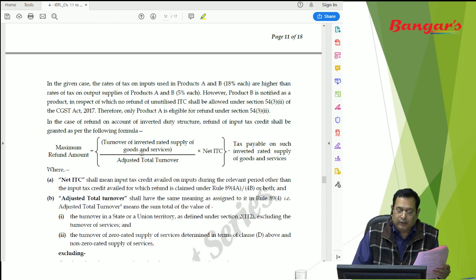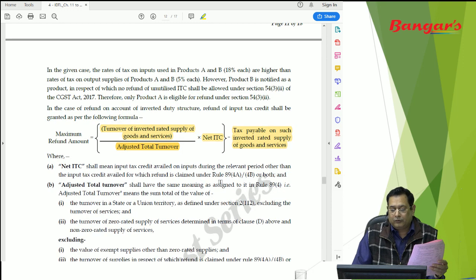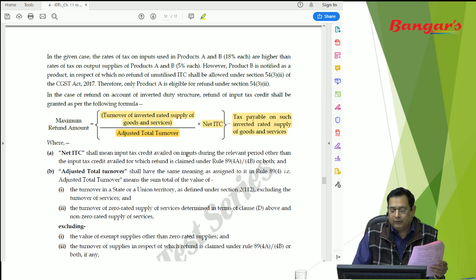Product A, and the formula will be turnover of inverted rated supply of goods or services upon adjusted total turnover into net ITC minus whatever is tax payable on inverted rated supply of goods or services. So net ITC is what? The ITC which has been availed on inputs during the relevant period other than input tax credit which is availed and for which refund has been claimed here.